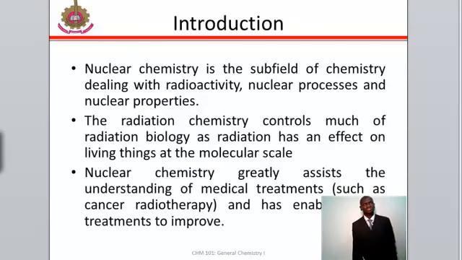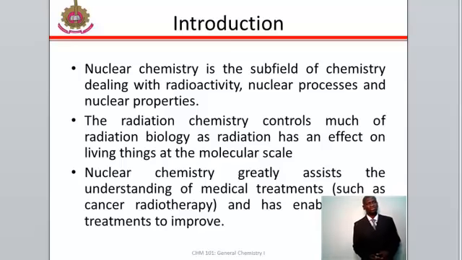Introduction. Nuclear chemistry is the subfield of chemistry dealing with radioactivity, nuclear processes, and nuclear properties. It includes the study of chemical effects resulting from absorption of radiation within living animals, plants, and other materials. Radiation is harmful to living things. The extent of the harm depends on the amount and type of radiation.